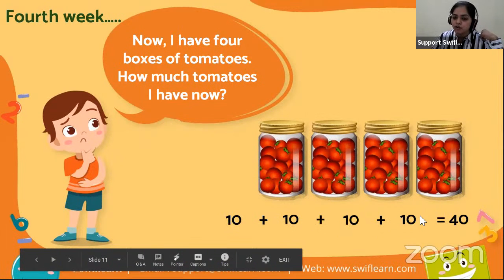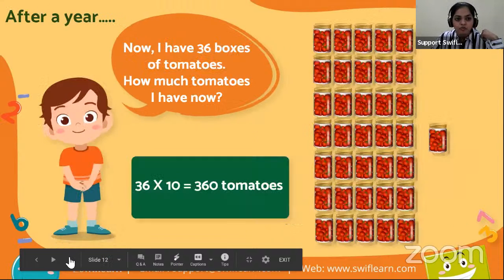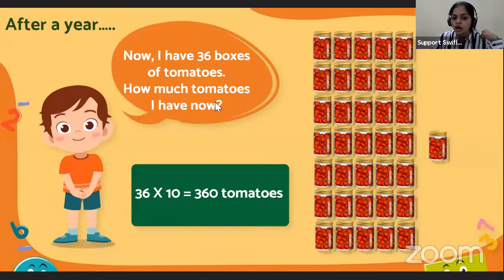Plus 10, that is 40 tomatoes in all. All right, great. So what about after a year? How many tomatoes must I have after a year? Now I have 36 boxes of tomatoes. So how many tomatoes do I have? As each box contains 10 tomatoes, in all I have 360 tomatoes, because each box contains 10 tomatoes.